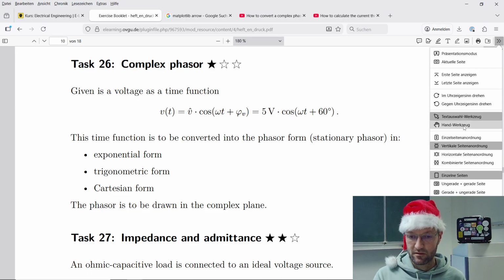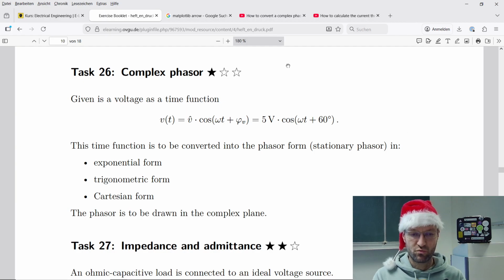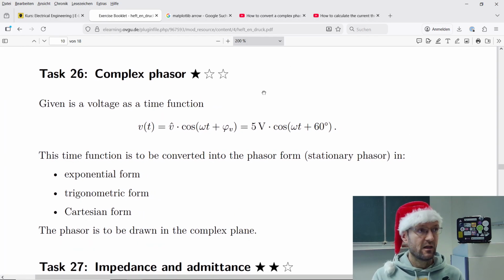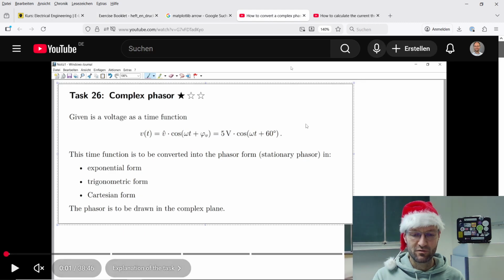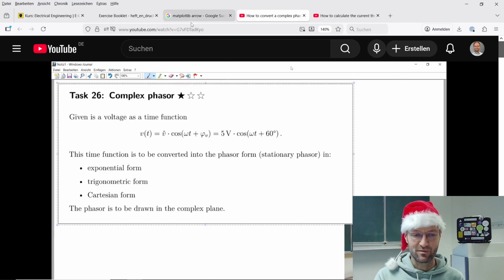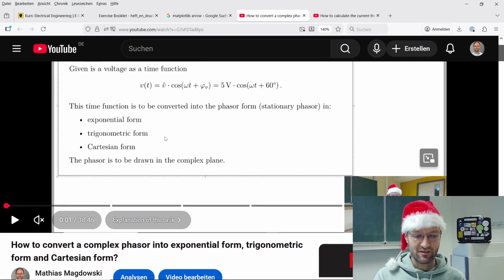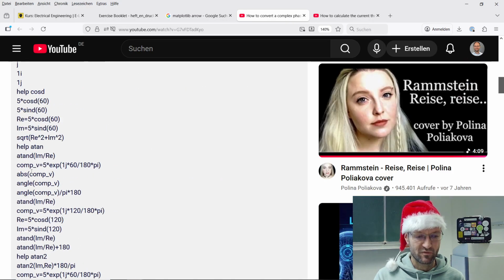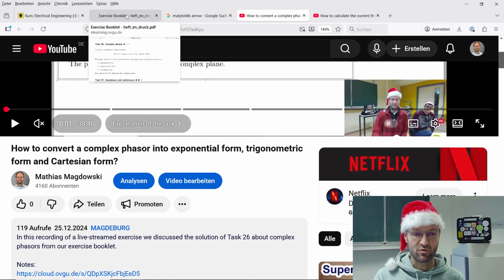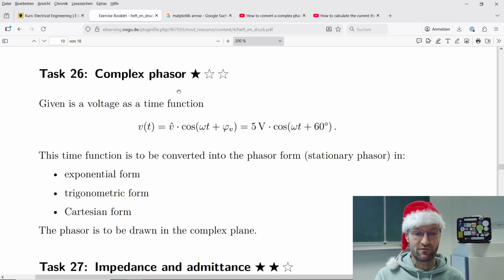And maybe I will switch over to the hand tool and maybe zoom in a bit more. There's already a quite nice solution from last year, where we discussed this and also did some calculations in Octave. So the idea for today would be, if you agree, to repeat these calculations in Python, and maybe also do some sketch. The task is just a one-star task, so it should not be too complicated. It is actually not too complicated.